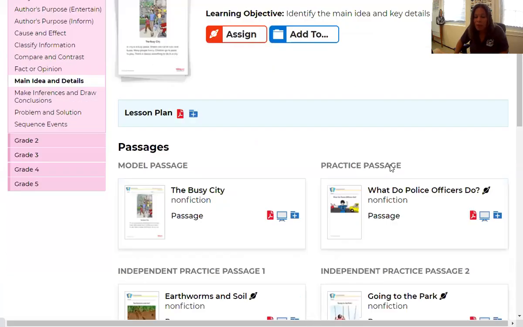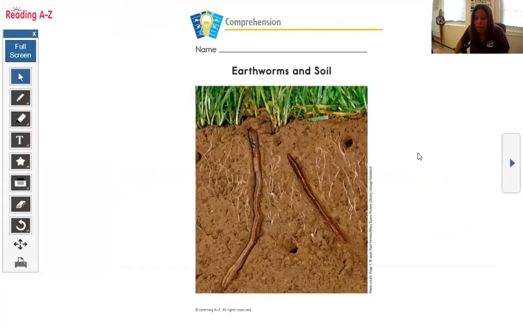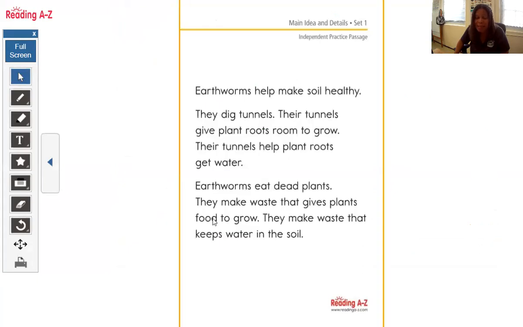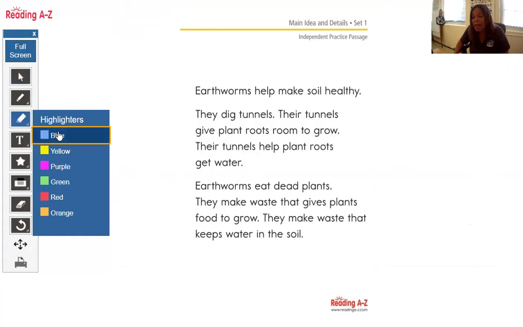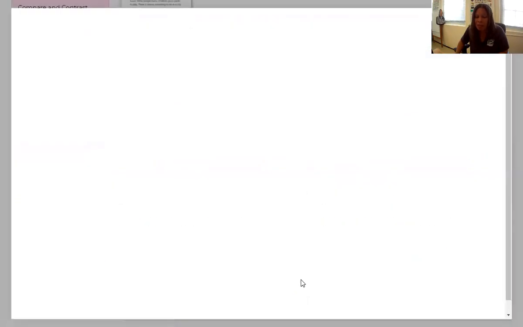For the lower level students, I'm going to give you one of these passages, either earthworms and soil or going to the park. And just like what I did, you're going to read the passage. Okay, make sure you look at the title, the pictures to give you clues, definitely the first and last sentence. And after you finish reading, I want you to get your highlighting tools. I want you to highlight the topic sentence. That's going to be the main idea in blue and any details that support it in green.